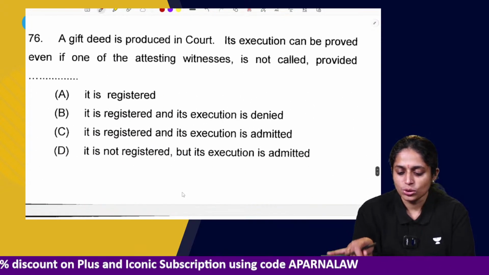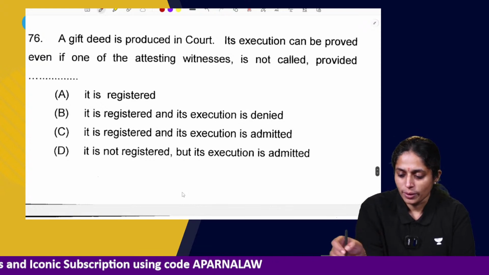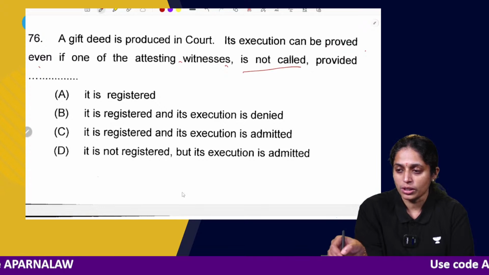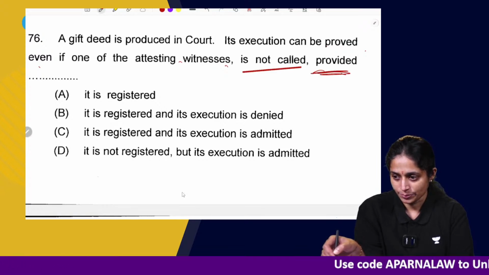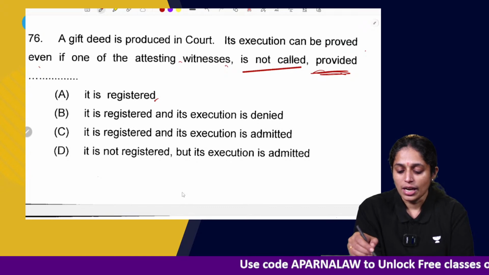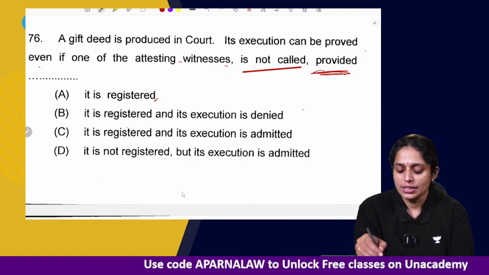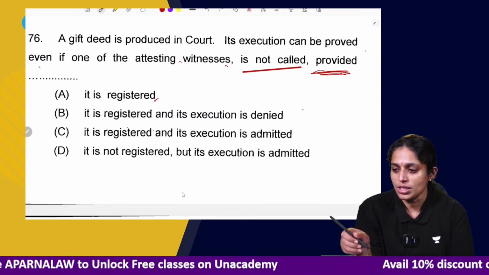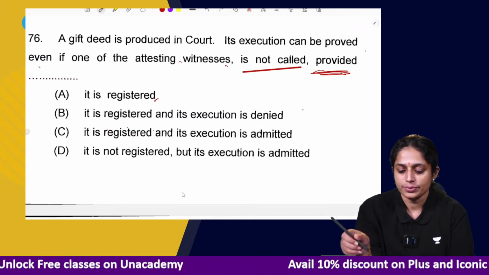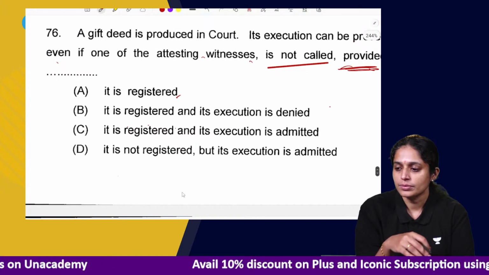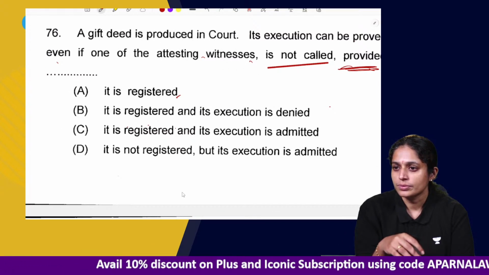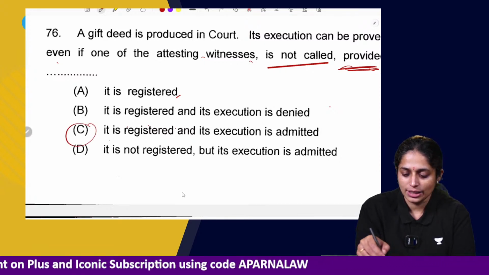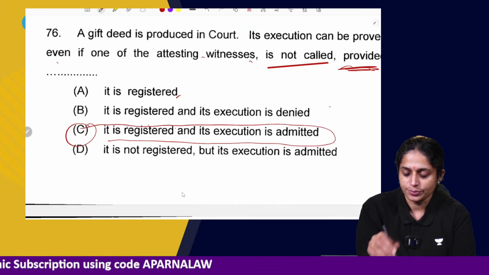76th question. A gift deed is produced in court. Its execution can be proved even if one of the attesting witnesses is not called, if or provided it is registered and its execution is denied. C, it is registered and its execution is admitted. And D, it is not registered but its execution is admitted. So it is C, it is registered and its execution is admitted.